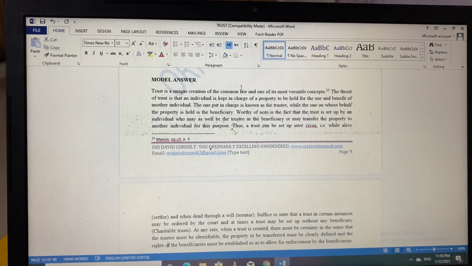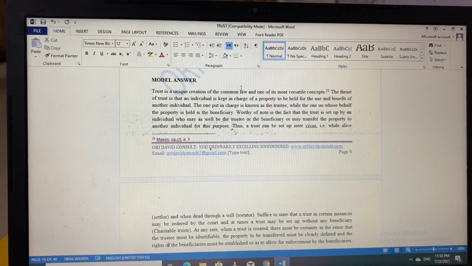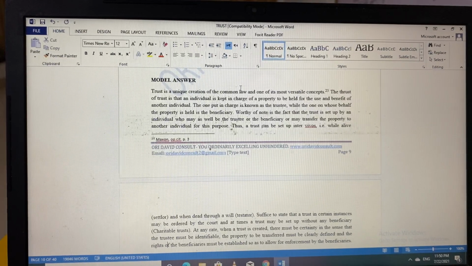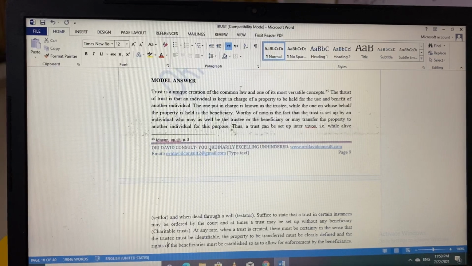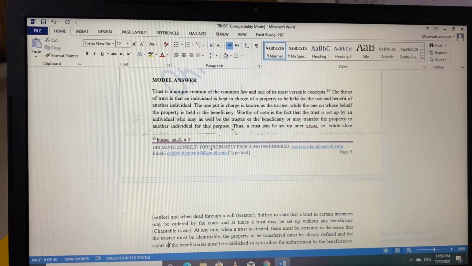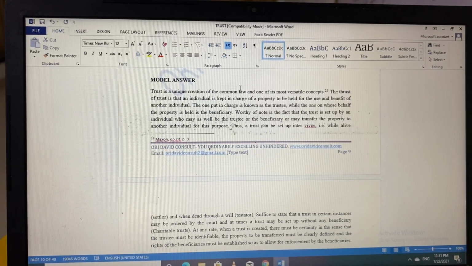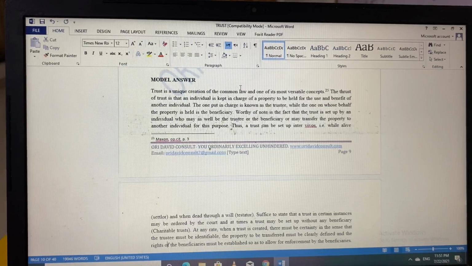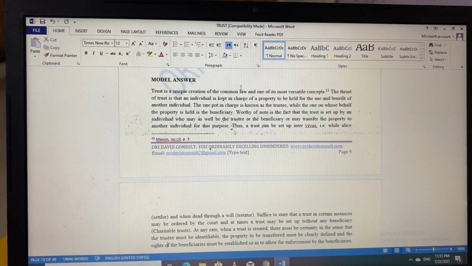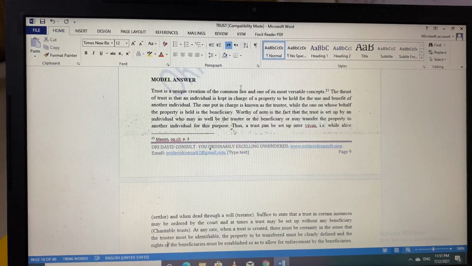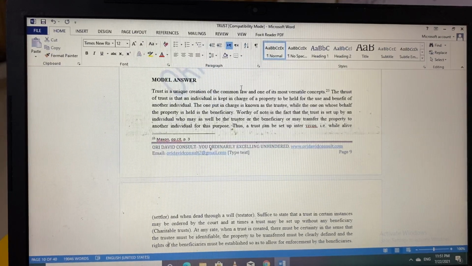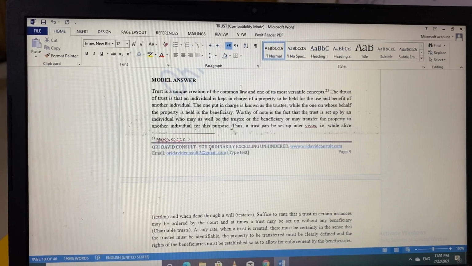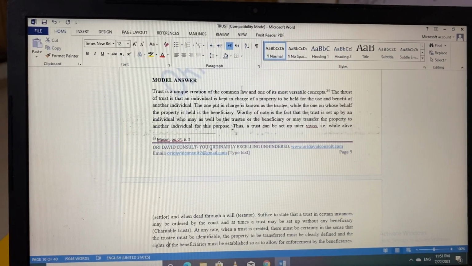At any rate, the very first thing you need to pay attention to is that trust is a unique creation of common law and is one of its most versatile concepts. The concept of trust essentially means that an individual is kept in charge of a property to be held for the use and benefit of another individual. So when you are said to hold something on trust, it automatically translates that you are not the owner of the property. Instead, somebody has put you in charge of the property.